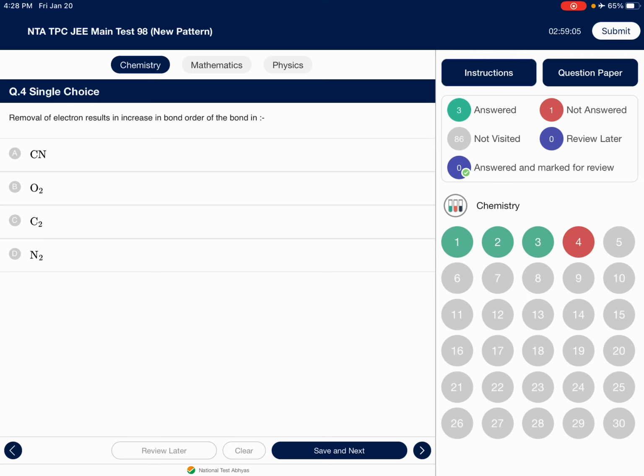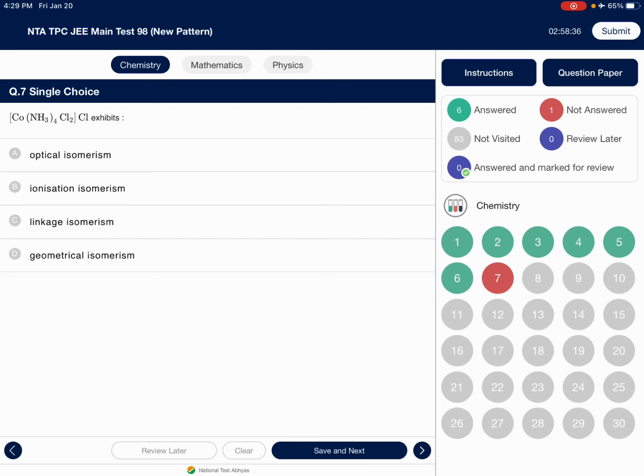O2 bond order is 2. O2+ bond order is 2.5, right? The process of extraction of metal from carbonate, carbonate means calcination. Which of the following is most basic? Across the period, size decreases, so basic nature will be continuously decreasing. Okay. So starting elements in the f-block element, cerium to lutetium. So cerium is best.